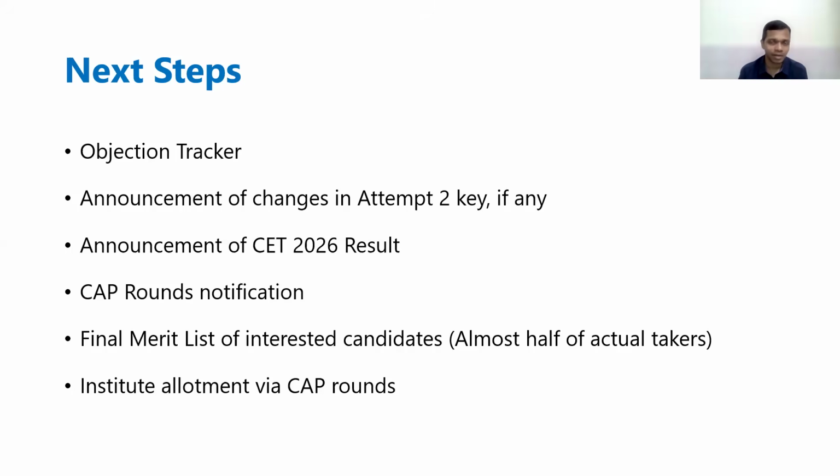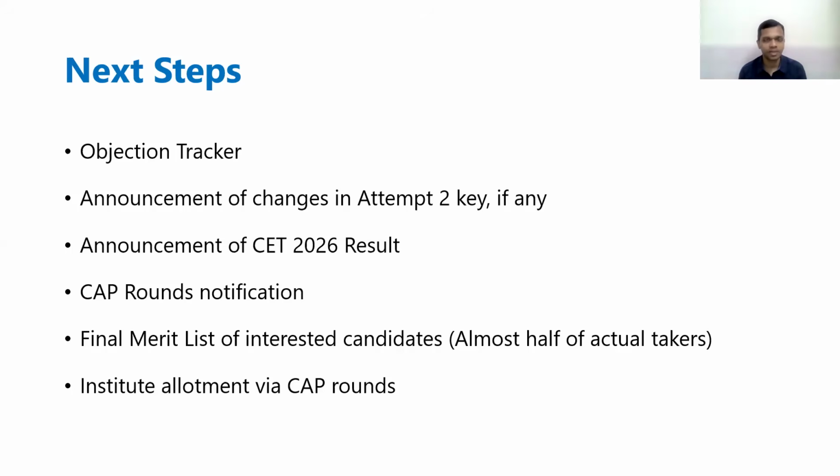But do they release the ranking on the scorecard? No. Your scorecard is not going to have a rank. It is not going to show you where you stand, because that's how it has typically been. Now, what they do is they will announce the CAP round notification. So they will let you know that on this particular day, the CAP form is going to open. Anybody who is interested in participating in the further admission process has to fill the CAP form.